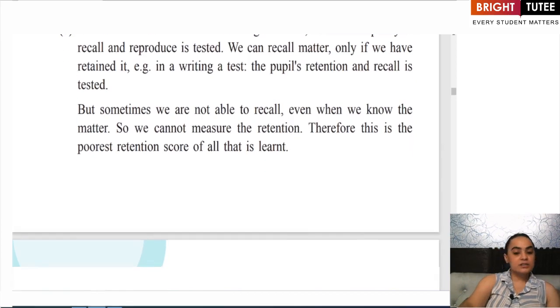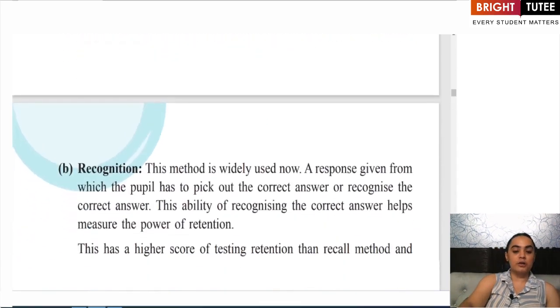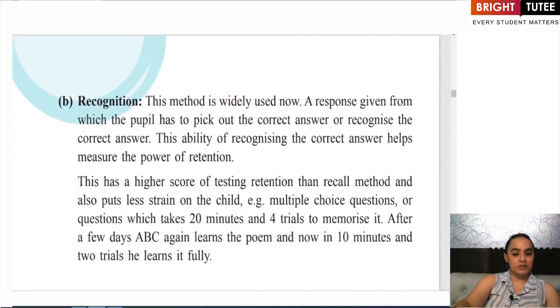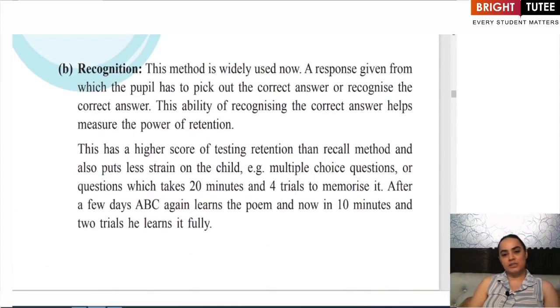The second method that can measure retention is recognition. Recognition is something that we do nowadays, when you have your papers and multiple choice questions in front of you. Recognition means you have already learned something. Without learning, nothing is going to take place. This is something we have to be prepared with.